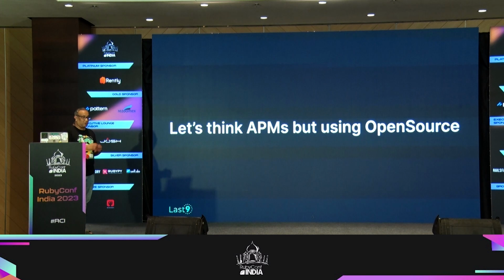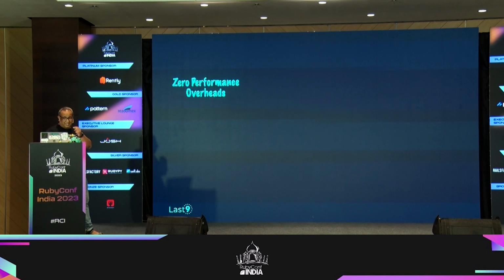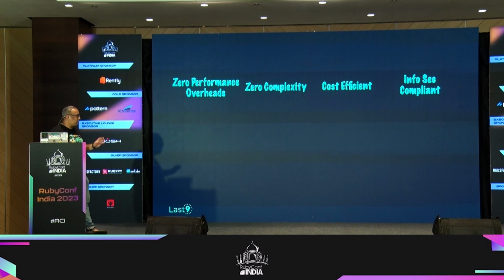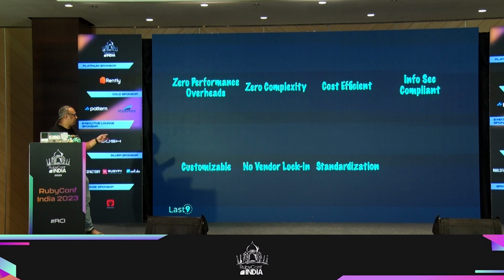It's like SQL, how ubiquitous it is as the structured dataset querying language. But yeah, this open source way of querying is also quite important. But before we think about APMs, I just want to make a quick checklist of what I want an open source APM to consist of, or rather give me advantages, right? So one of the things is that I want zero performance overheads, zero complexity, cost efficient, InfoSec compliant, it should be customizable. I don't want to be locked into any vendors. It has to support standardization and have a simple query language.